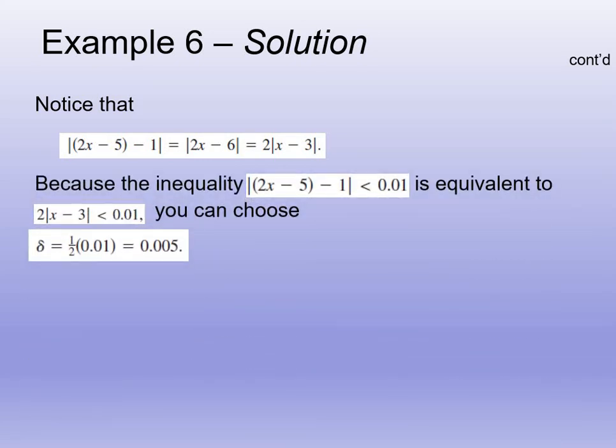Okay, so when we do that, we rewrite it. We take 2 times the absolute value of x minus 3 is less than 0.01, which is our epsilon, and we solve that for the absolute value of x minus 3. So the absolute value of x minus 3 is less than 0.01 divided by 2. Then you substitute that in for your delta, because the delta piece is the absolute value of x minus 3 is less than delta. So we replace that, and we end up getting delta is equal to 1/2 times 0.01.